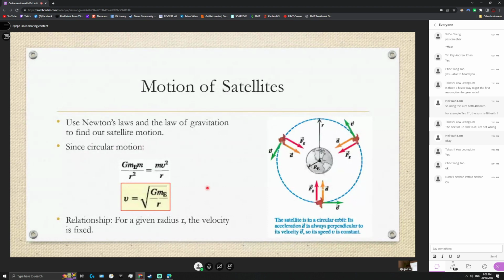Since it's circular motion, whatever we have learned, F equals mv squared over r. Remember? F equals mv squared over r. That's our circular motion. And in this topic, we also learned that F equals GMm over r squared. So we substitute the whole left side with GMm over r squared. If you make velocity the subject, you're going to get an expression.